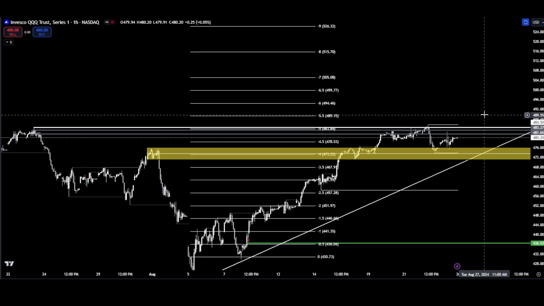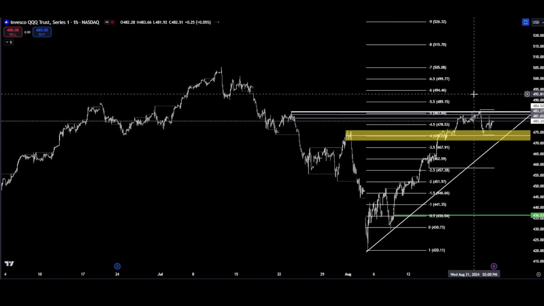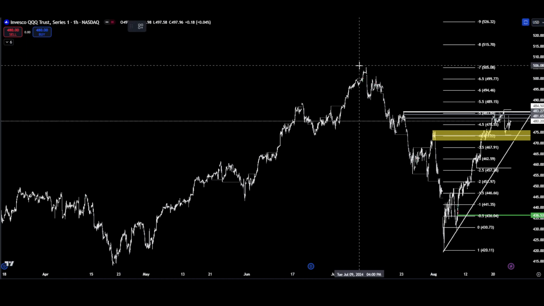QQQ, I didn't put the gamma levels up. Mostly what I want to watch for QQQ, and I called this out on the Discord, and I might have mentioned it on X, is a rally to the all-time high. And if we pull back here, we're not that far off of it. Let's take a look at the all-time high.